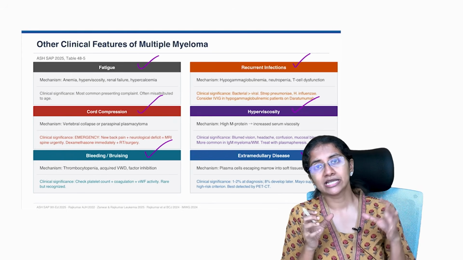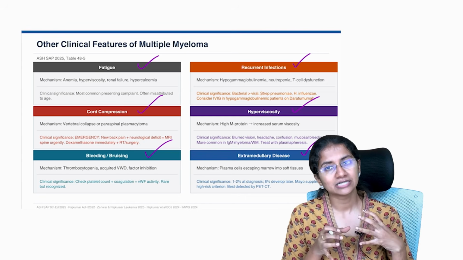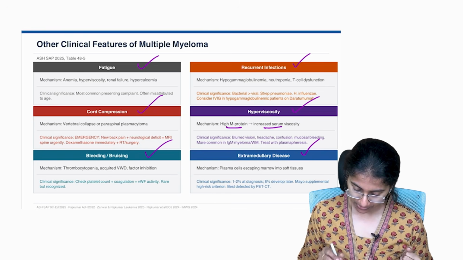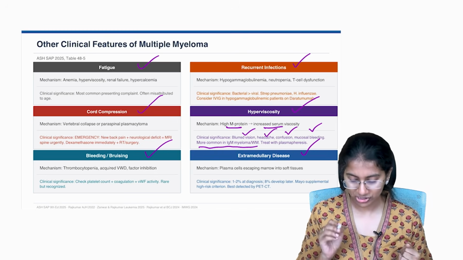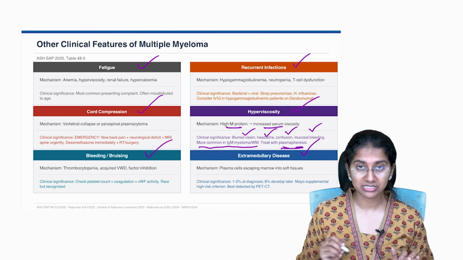Hyperviscosity, this M band, if it is an M protein, IgM, then in those cases there is a high risk for hyperviscosity. Okay, and the clinical significance is blurred vision, headache, confusion, mucosal bleeding, more common in IgM, multiple myeloma or Waldenstrom. Okay, so they treat it with plasmapheresis.